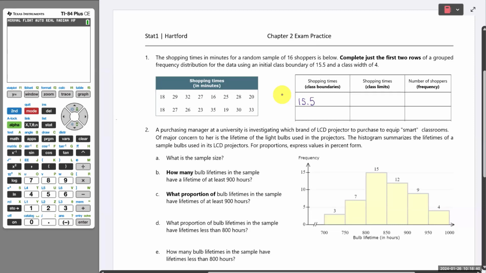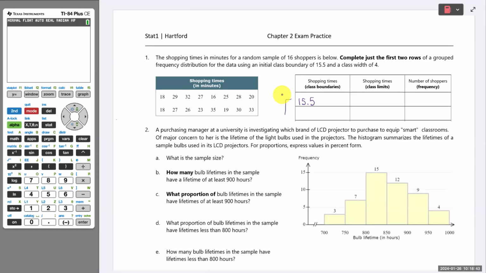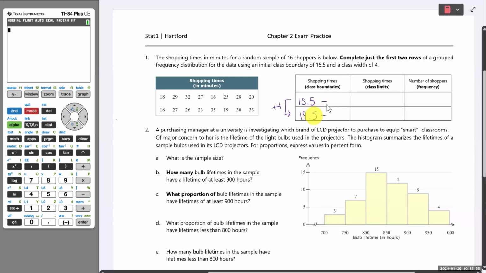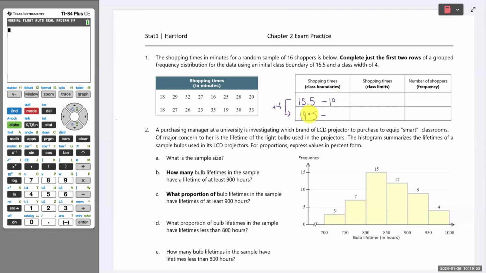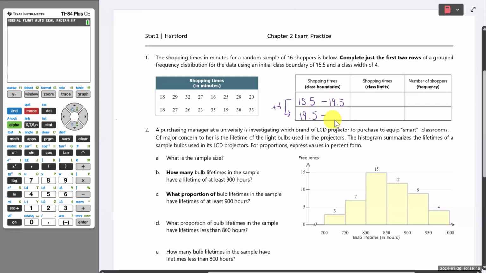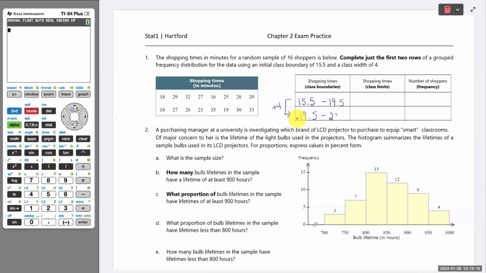And a class width of 4 tells us that to get to the start of the next class, we would add that width of 4. And that will bring me to 19.5. And then each of these classes has a lower boundary and an upper boundary. And these 2 values will always be the same. So the first class has an upper boundary of 19.5. And then we can always find this ending value by, again, adding 4. So that would be 23.5.